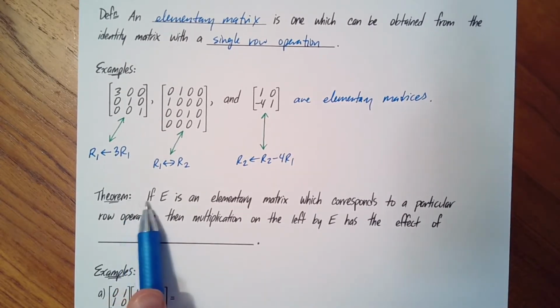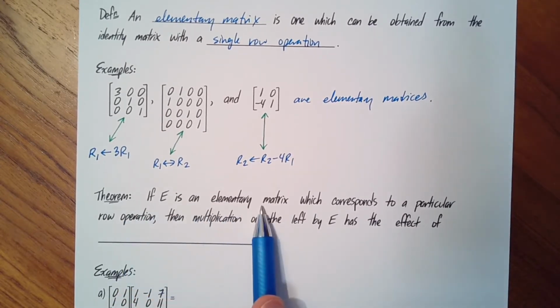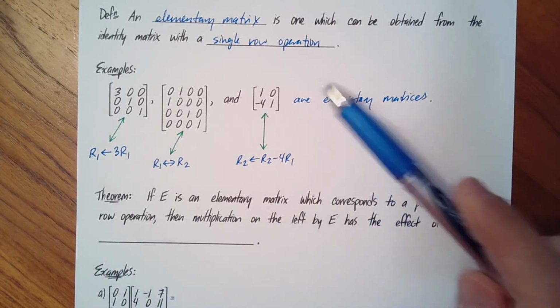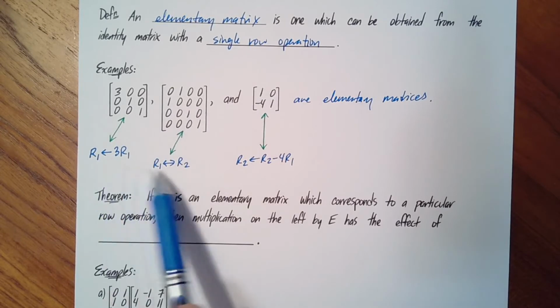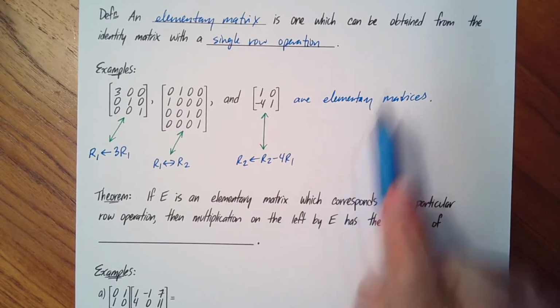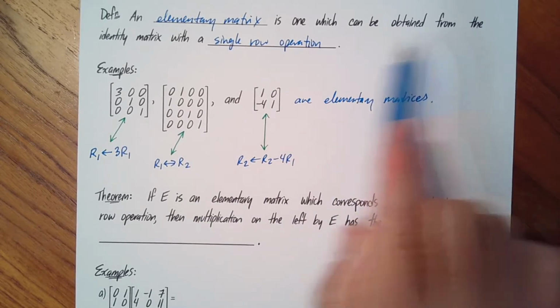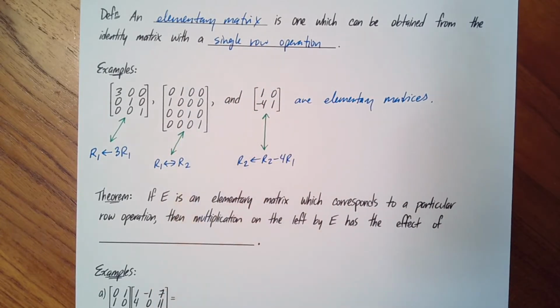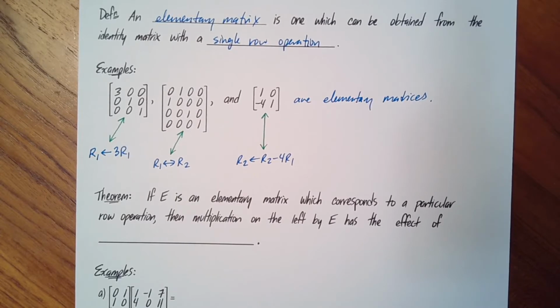So here's the theorem. If E is an elementary matrix which corresponds to a particular row operation, just like these, for example, these three elementary matrices corresponded to these elementary row operations. Every elementary matrix corresponds to a row operation because that's how they're defined, right? They're matrices that can be obtained from the identity matrix with a single row operation. So this single row operation is the row operation that they correspond to.